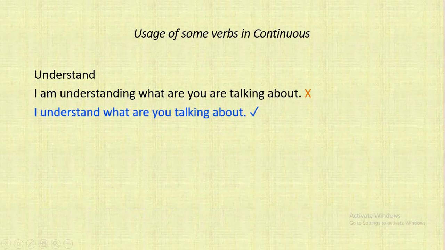The word understand. I'm understanding what you are talking about. This is incorrect, please. This is not the right way to talk about it. You can say I understand what you are talking about. So this is the correct way. Once again, we do not use the word understanding in present progressive tense.